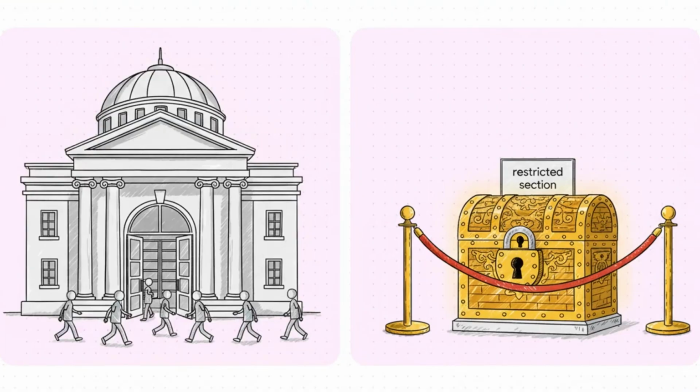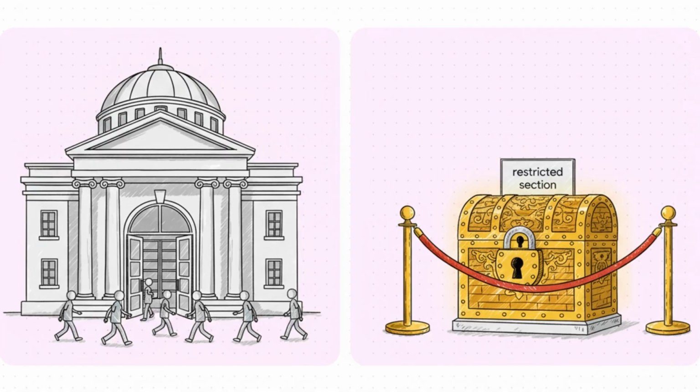So on one hand, you've got public. Think of it like a public library. The doors are wide open. Anybody from any part of the program can come in and use it. This is what you use for the stuff you want the whole world to interact with, your API.